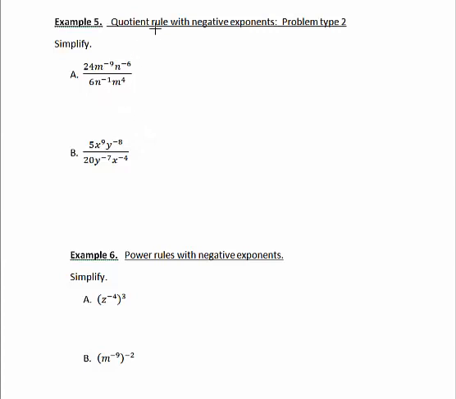Example 5, quotient rule with negative exponents, problem type 2. Okay, we just have more than one variable involved in the quotient rule. We have an n and an m, and then we have coefficients as well. We could separate these into individual fractions, where we group the like variables in one fraction.